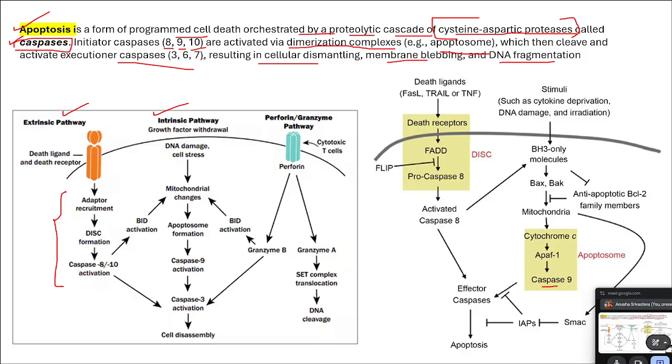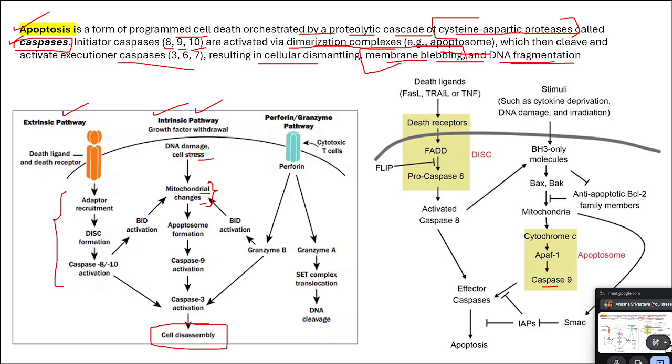Most nanomaterials usually follow the intrinsic pathway. There is DNA damage, cell stress, and changes in mitochondria. Whenever there is damage to mitochondria, the electron transport system is disturbed, which leads to leakage of electrons, which further bind to oxygen and lead to production of reactive oxygen species. This reactive oxygen species also aids apoptosis and caspase production. So these are the different pathways, but the ultimate outcome is cell disassembly, membrane blebbing, and DNA fragmentation.